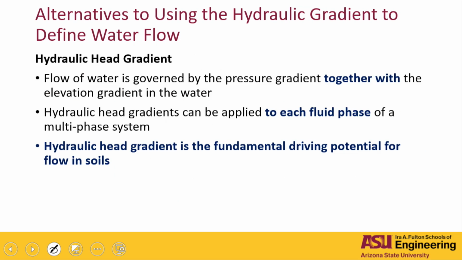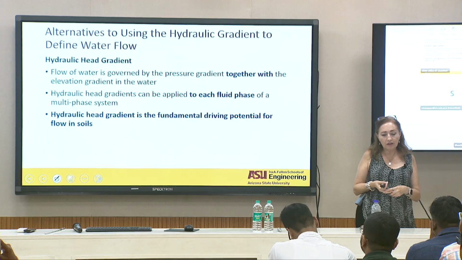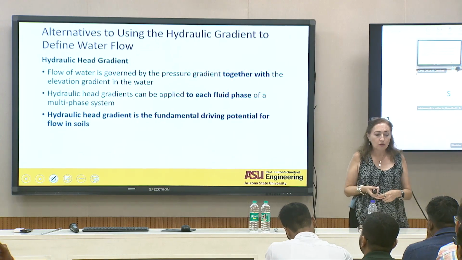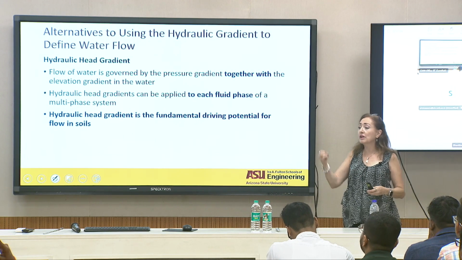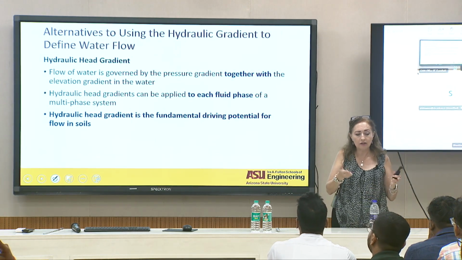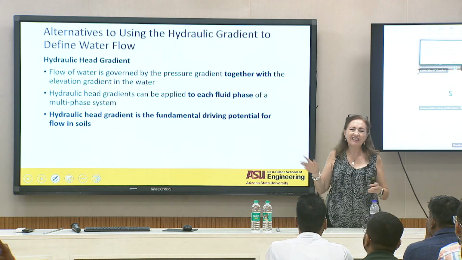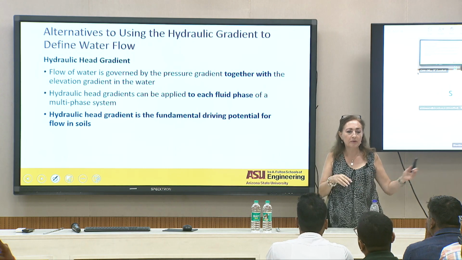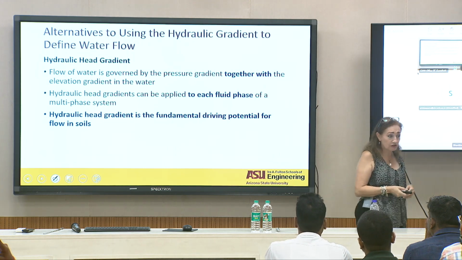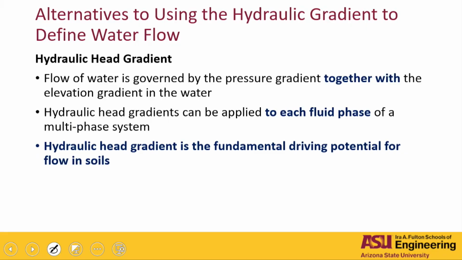So that's why the hydraulic head gradient, and I just wanted to show you a couple of examples, is important, and it should be the one that governs the flow of water in unsaturated soils. Together with the elevation gradient, of course, we got the hydraulic head gradient. We're going to have also the velocity gradient, which is usually much smaller compared to the other two. So we don't use it much unless you have evidence that the water is flowing fast. So hydraulic head gradients can be applied to each fluid phase. Okay, this is the important part.